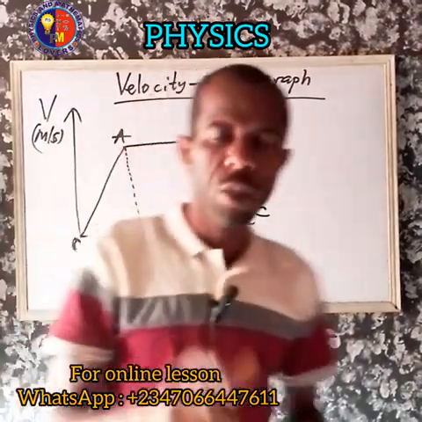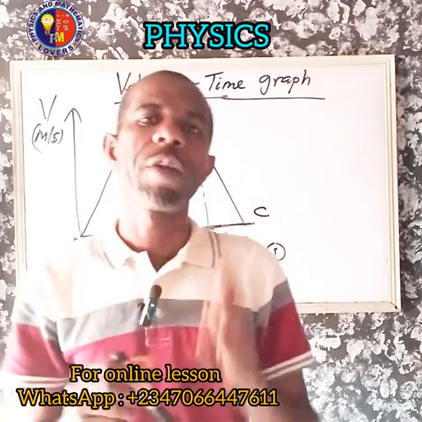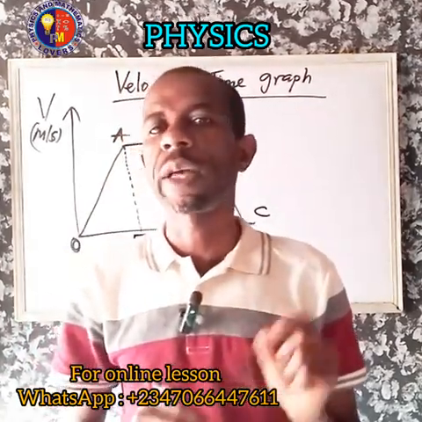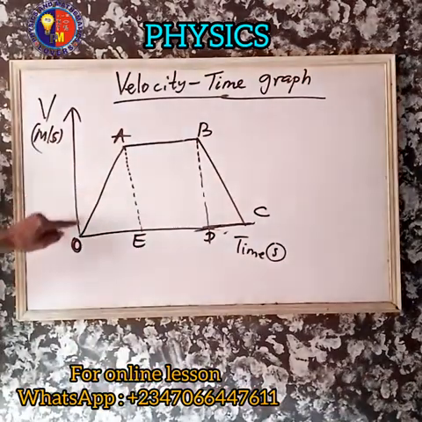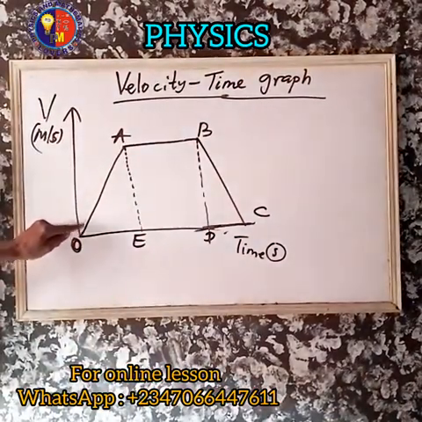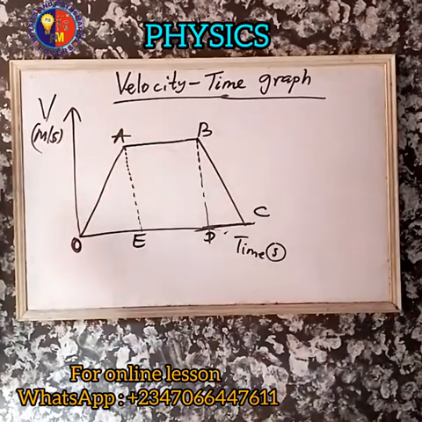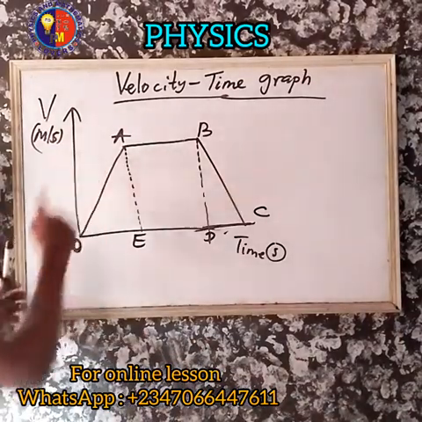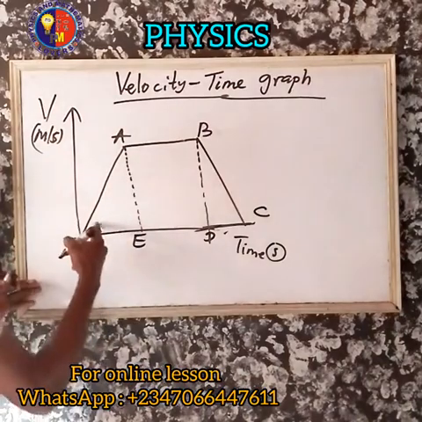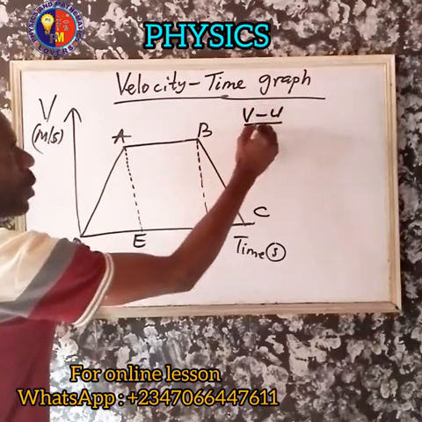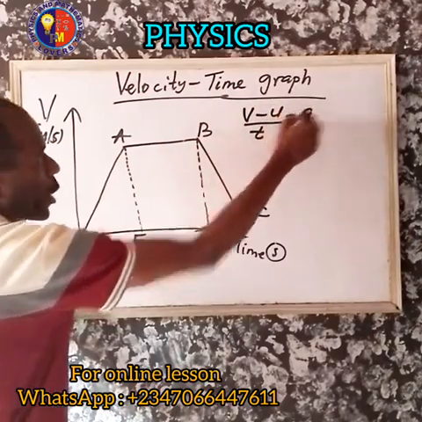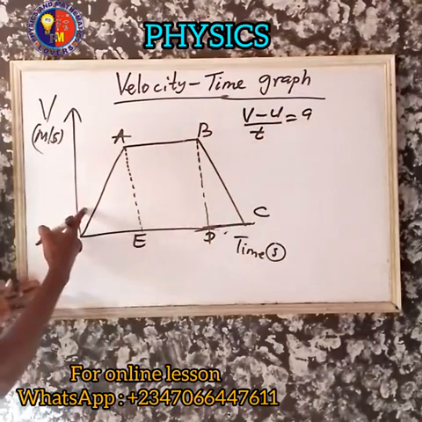Now, the slope of the velocity time graph gives us the acceleration. This is where the acceleration is observed. Look at it here. At this point, the body begins to accelerate because we said our acceleration is what? Increase in velocity all over what? Time. That means V minus U all over time. That is your a, that is your acceleration. This is where we have acceleration.